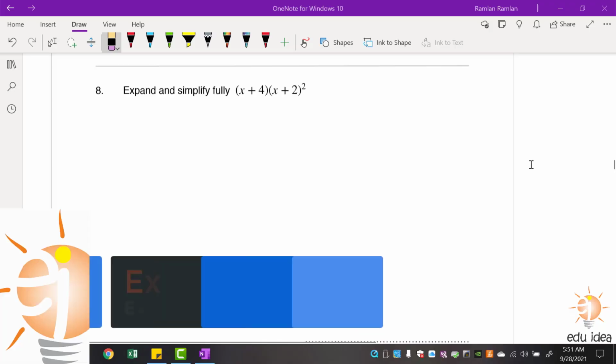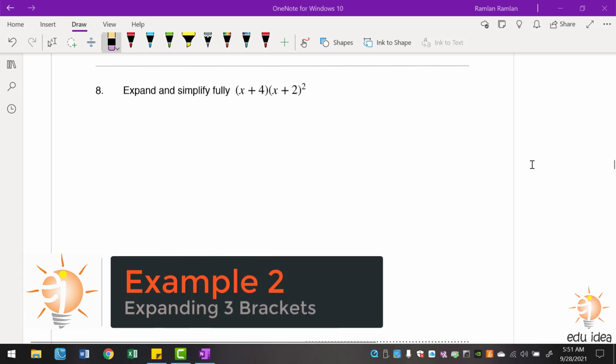Okay, another example, expand and simplify fully x plus 4 multiplied by (x plus 2) squared.